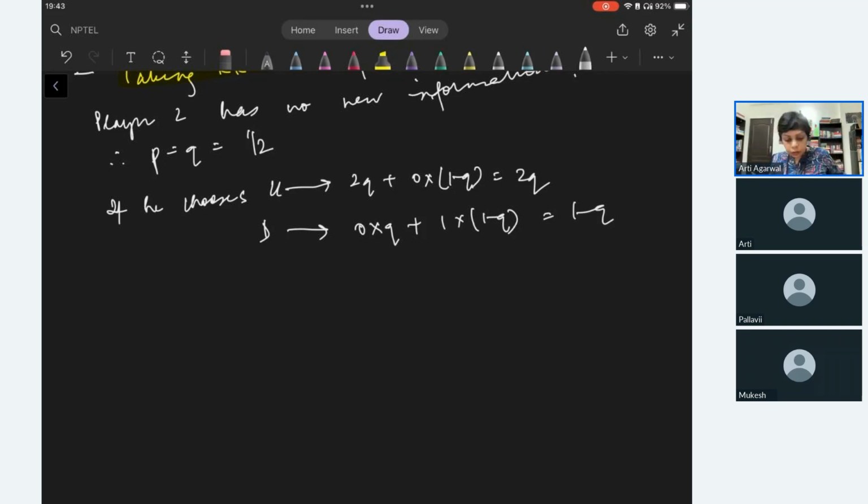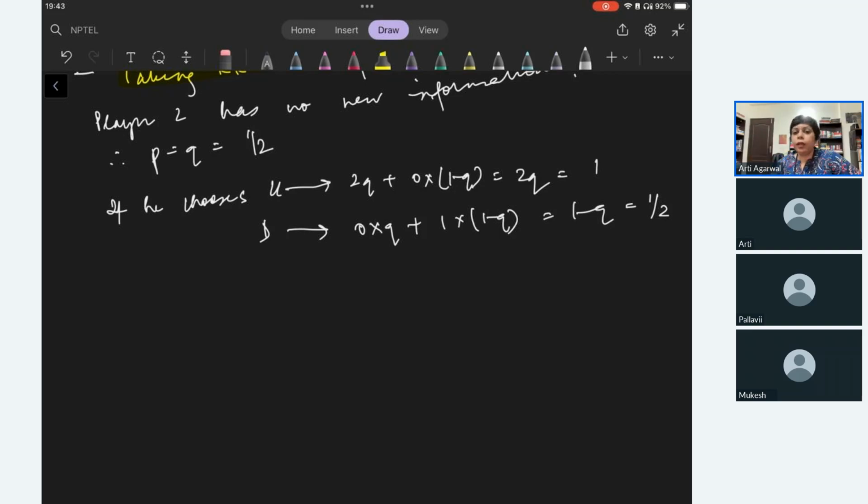Right? Now we can calculate this because we know the value of Q. This is equal to 1 and this is equal to half. Right? Because we just wrote here that P is equal to Q is equal to half. So we know the values of the payoff for player 2, which means that player 2 is going to choose U, right? Player 2 is getting a better payoff for U, so obviously he's going to choose U.